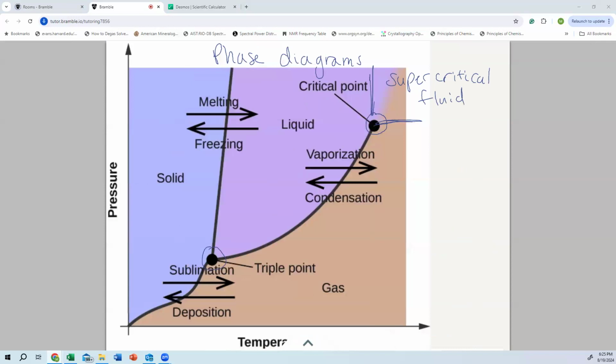Then of course, in our phase diagram, we also have our three distinct phases: solid, liquid, and gas. Our solid phase is going to be lowest temperature, highest pressure. Our gas is going to be our highest temperature, lowest pressure, and then our liquid will be in between those two.